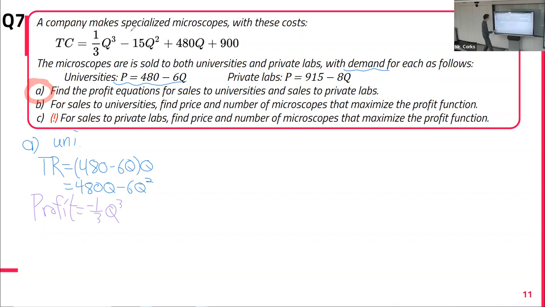Negative 1/3 Q cubed plus 9Q squared. Sorry, one more time. Minus 960Q. Wait, 960Q. $900. So we have no Q term. So we have a Q cubed, Q squared, no Q term.